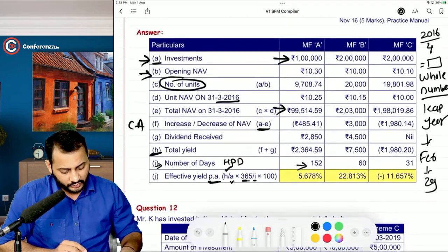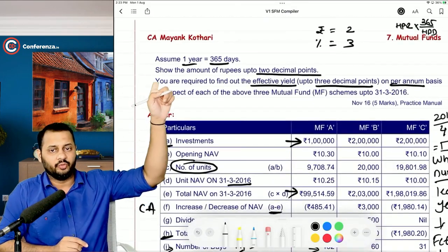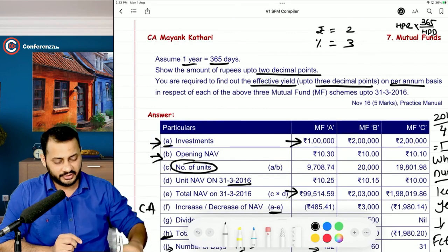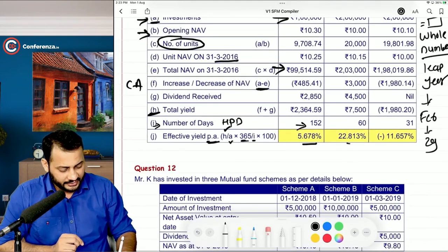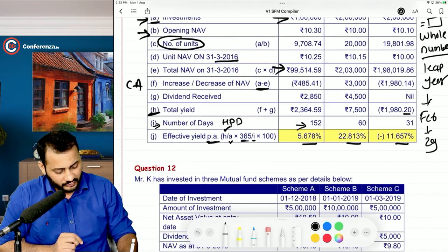Okay. Also make sure that these two things are followed: rupees in 2 decimals, percentage in 3 decimals. So percentage in 3 decimals and rupees are always given in 2 decimals. You can clearly see this at any point of time.